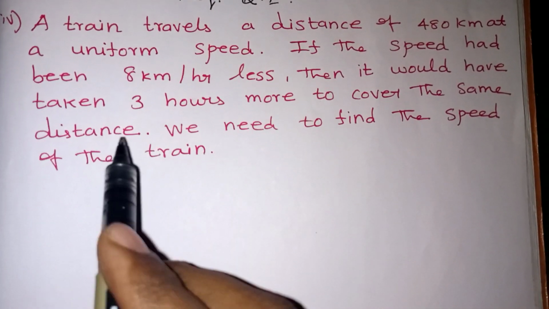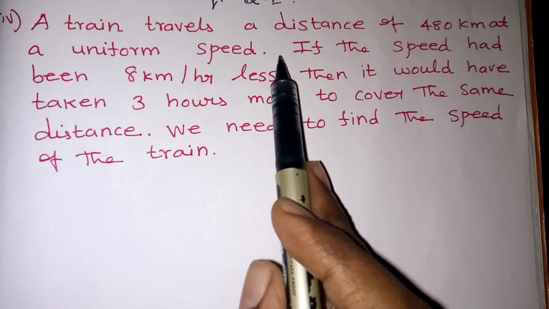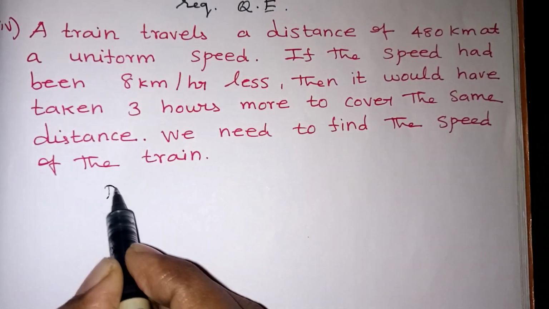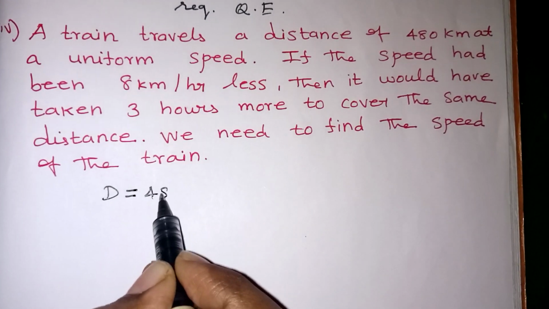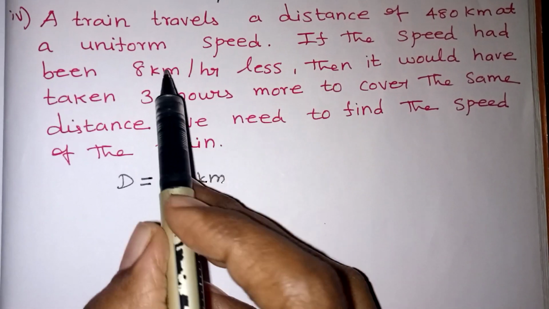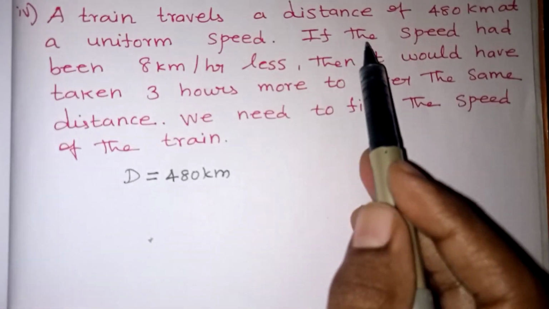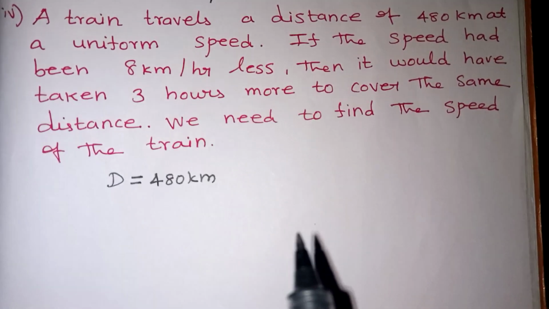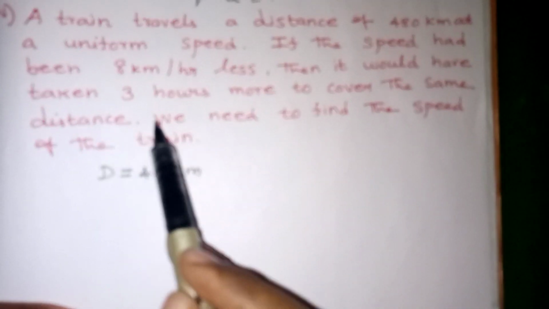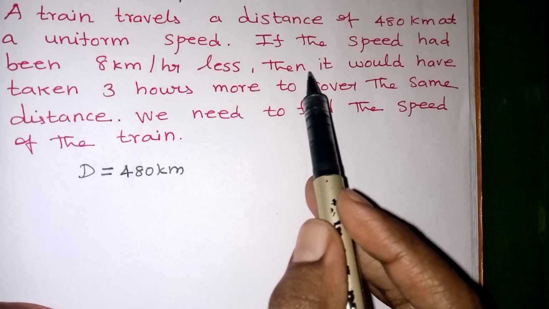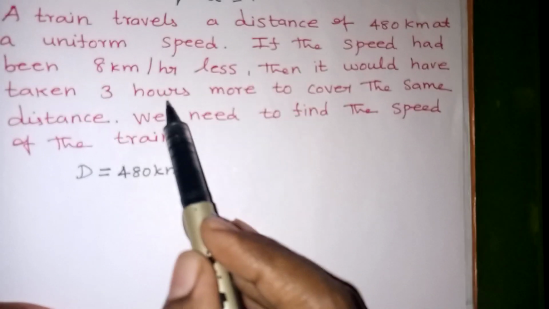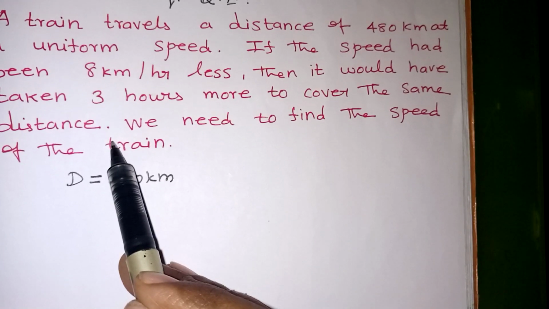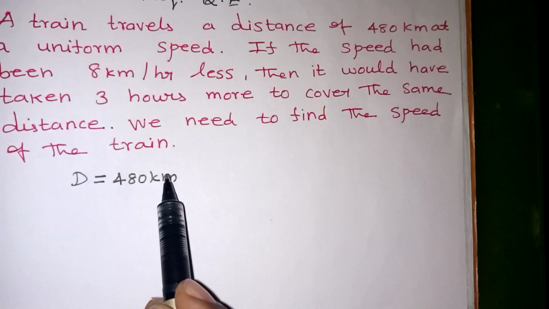This is our fourth problem. A train travels a distance of 480 km at a uniform speed. So distance is given as 480 kilometers at a uniform speed. We don't know about the speed. If the speed had been 8 km per hour less, it would have taken 3 hours more for the journey. If they are decreasing the speed, definitely the time will get more. That is 3 hours more for the journey for the same distance. We need to find the speed of the train is the question.